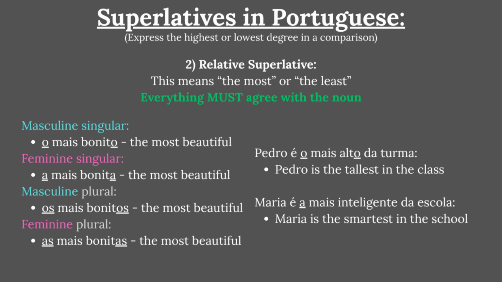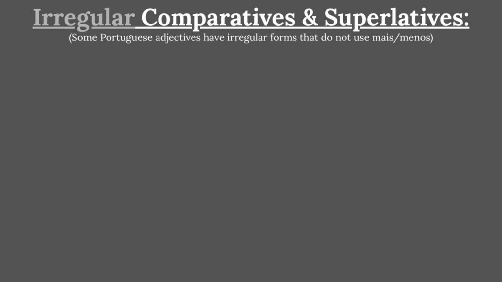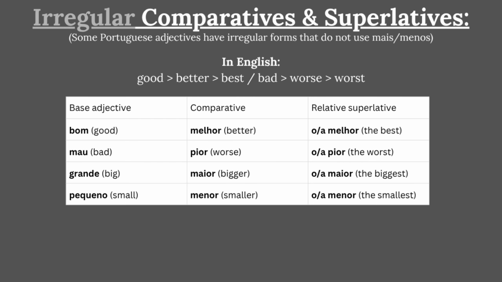After seeing all types of comparisons, the last thing to know is that some adjectives have irregular forms that do not use mais or menos. This is similar to English, where some words completely change form to sound better, like good, better, best, bad, worse, worst. Portuguese has fewer irregularities, but they are predictable.